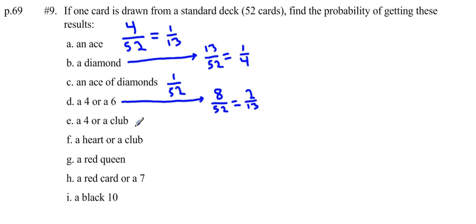Okay, this next one is one that a lot of times people have trouble with, a 4 or a club. So people think, okay, I know there's 4 4s. I know there are 13 clubs. So shouldn't the answer be 17 out of 52? And that actually is an incorrect answer. Well, let me get the over 52. I know that part is right.